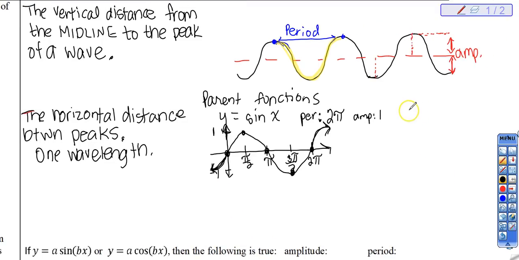So for your sine function, and then of course we're also going to do the bare cosine function, which also has a period of 2 pi and an amplitude of, what do you think?